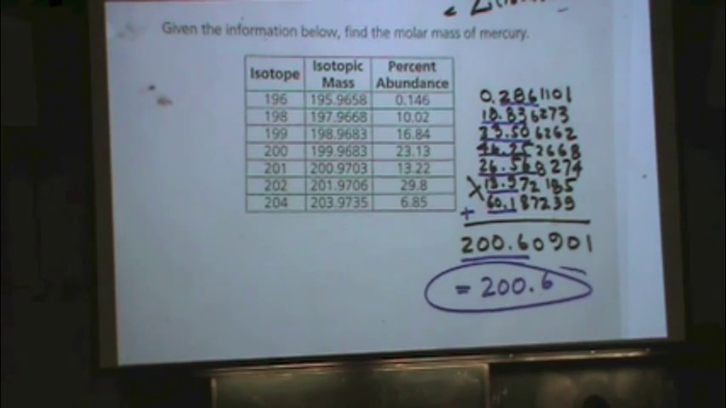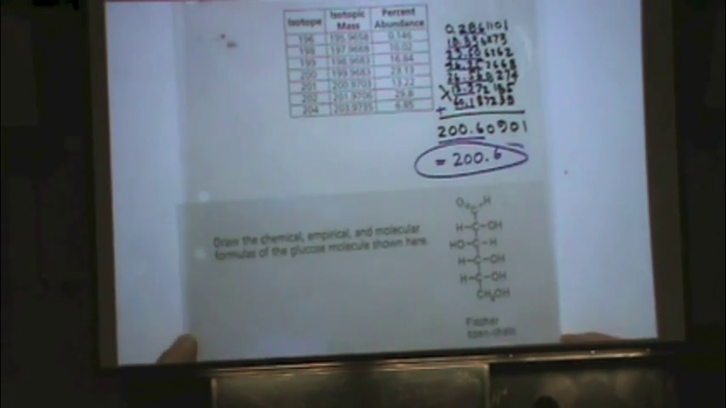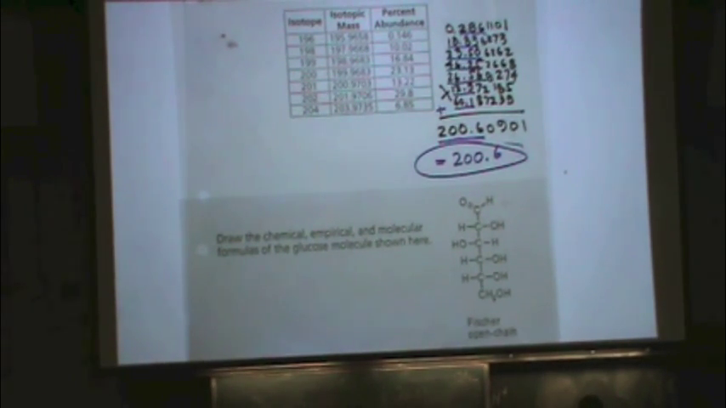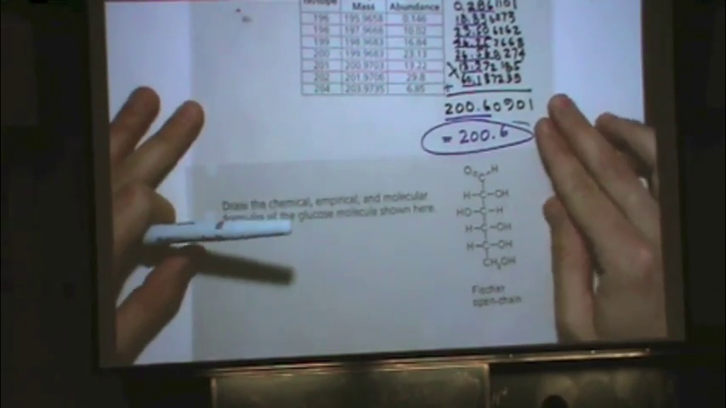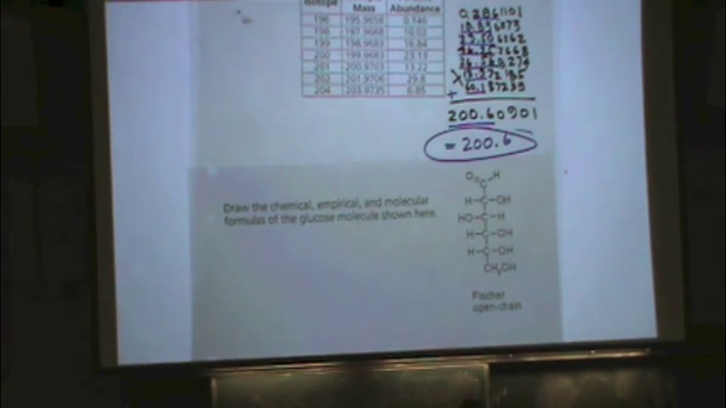Let's go to the next one, which I believe was this one here. This is a chapter 3 problem, just to make sure we understand the terms. Let me make sure we got these terms down. I think the easiest one to start with would be the molecular formula. You don't have to start there, but I think it'll be the easiest.